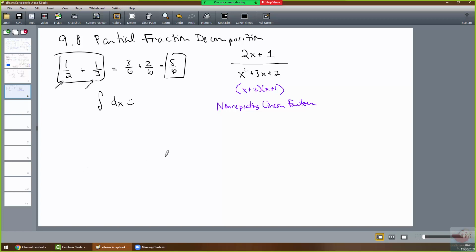Non-repeating means that the multiplicity is 1. And notice these are both to the first. So non-repeating means multiplicity is 1. Linear means the degree is 1. So those are both x to the first. Please note, multiplicity has no relationship to degree for what we're doing here. So do not confuse the two.